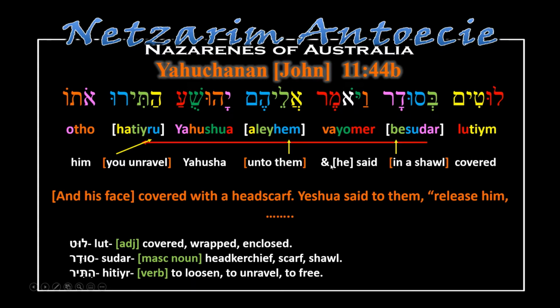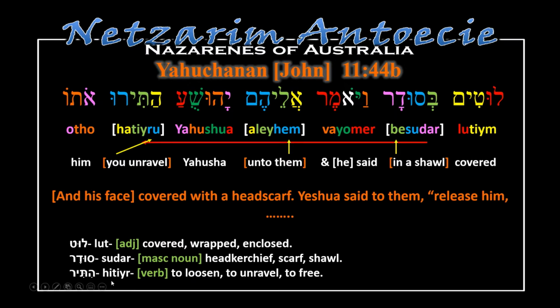Vayomer, and he said, because without a pronoun, it's always he, right? Aleihem, unto them. Hem is them. Yahushua, that's the one speaking. Hatiru, you unravel. So the u is like you. He's telling them you and unravel.